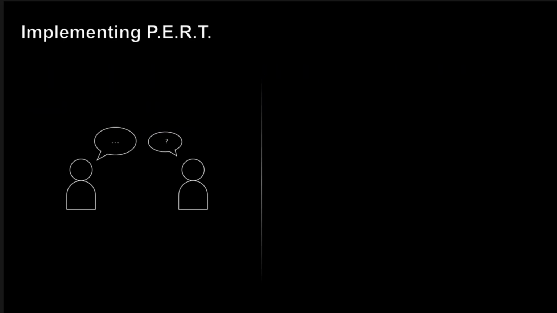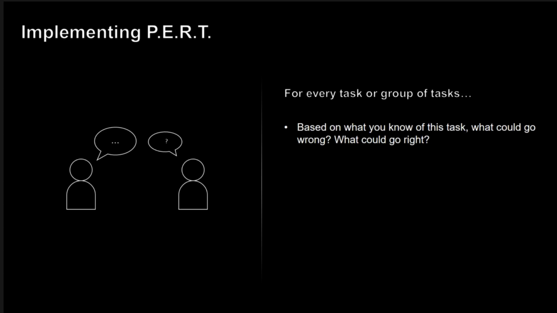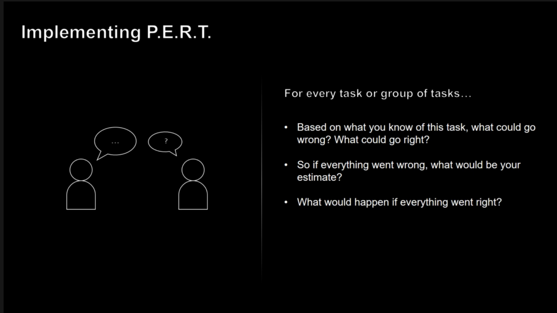When you have to work on an estimate, consider this. For every task or group of tasks, sit down with the person responsible to provide estimates. Developers, analysts, testers, engineers, users, managers, or whoever is closest to the task, and ask them, based on what you know about this task, what could go wrong? What could go right? Then ask, if everything went wrong, realistically speaking, what would your estimate be? And then, what would happen if everything went right? Finally, what's the most likely scenario in your view?